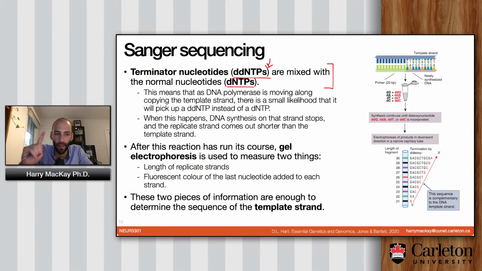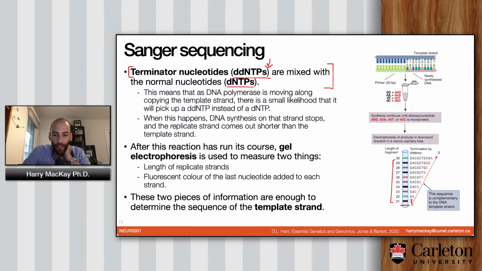And where it stops, this is the most important part, is fluorescently labeled with a color that matches the base that terminator nucleotide was. So if you're copying this piece of DNA and you grab a terminator G, for example, labeled with green fluorescence, that strand would stop, and whatever length the strand is would tell you how many bases along there was a G in your template sequence. You can measure this using gel electrophoresis. The gel will tell you the length of the fragment when it stopped copying, and the color of the band will tell you what nucleotide that was. For example, here, this particular strand stopped on the 21st nucleotide, and it picked up a G.